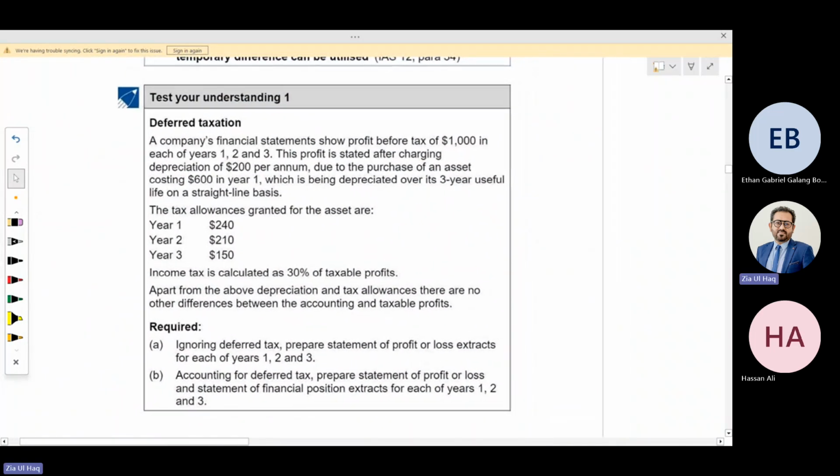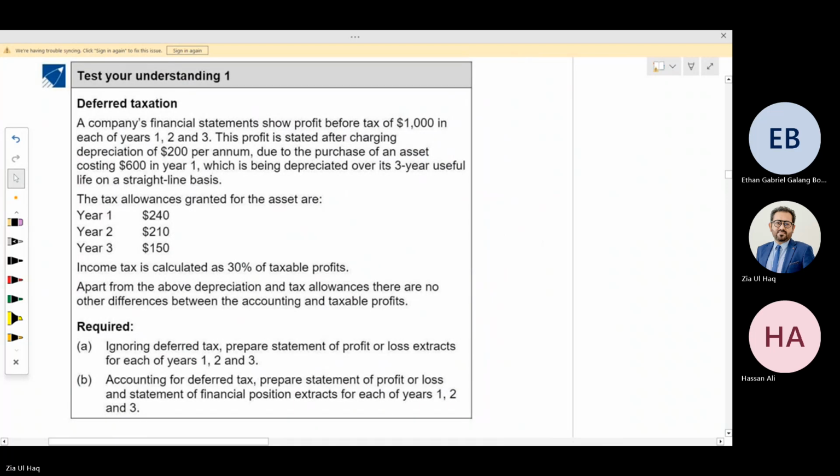Test your understanding one. The company's financial statements show profit before tax of 1,000 in each of year 1, 2, and 3. What is this? Accounting profit. This profit is stated after charging depreciation of 200 per annum, on a straight line basis, due to the purchase of an asset costing 600 in year 1.